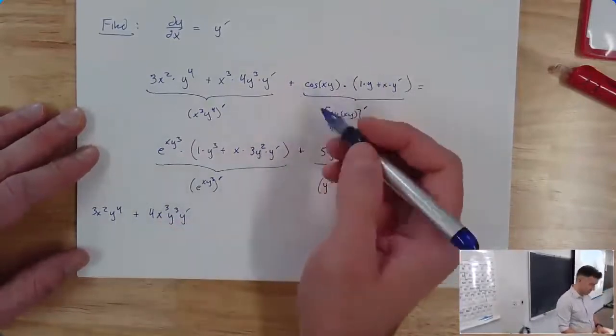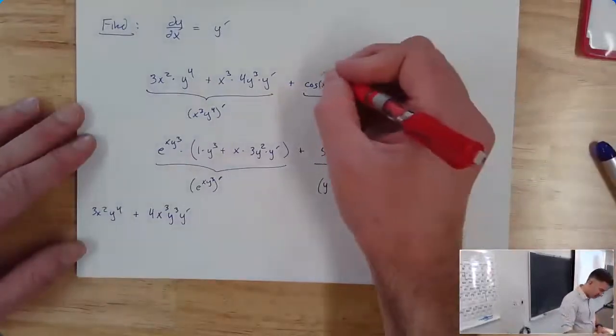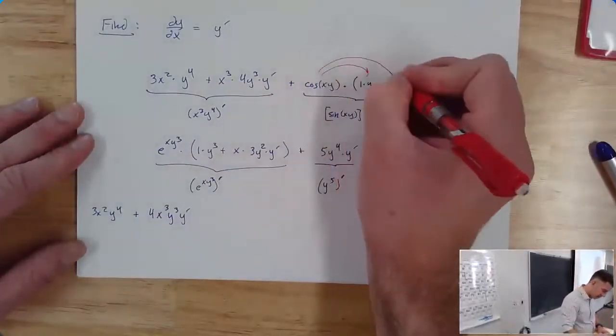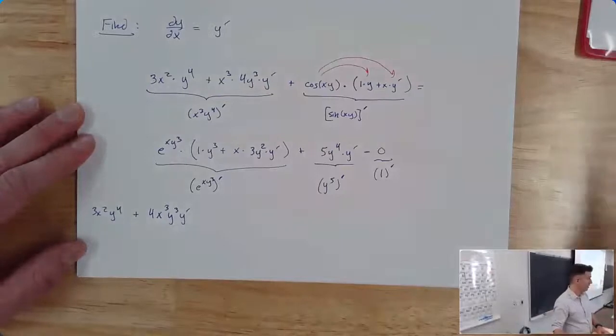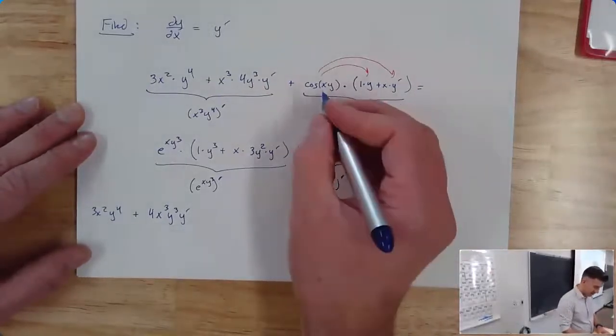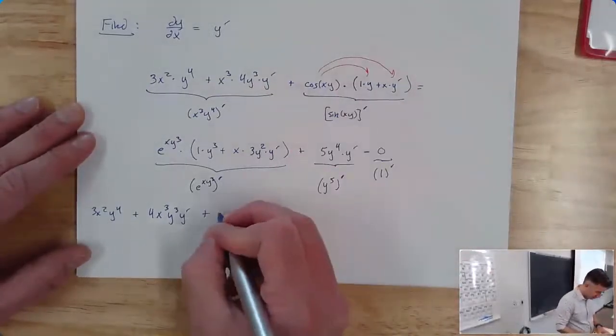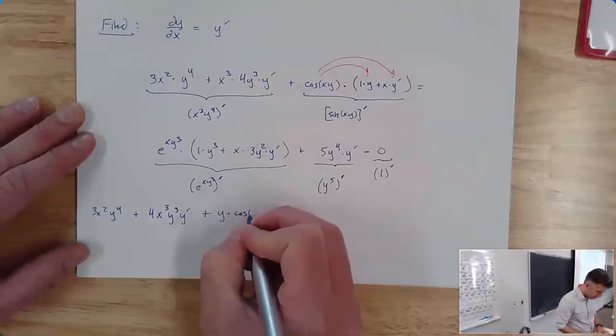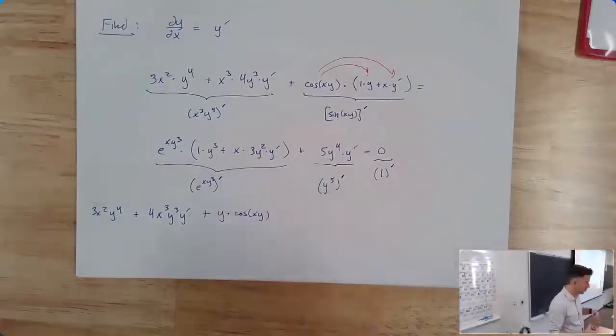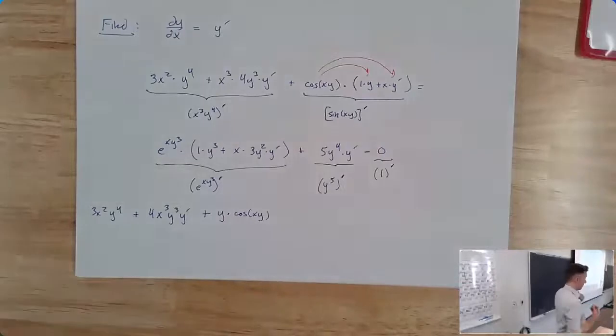Here I have to distribute this cosine of xy to each of these terms, because one of those terms has a y prime and one of them doesn't. So I'm going to have a cosine of xy times y. And I do encourage you to write the things that aren't in the cosine function in front of it.